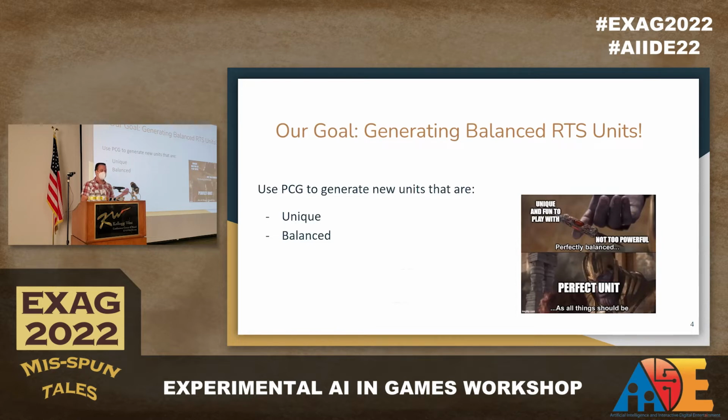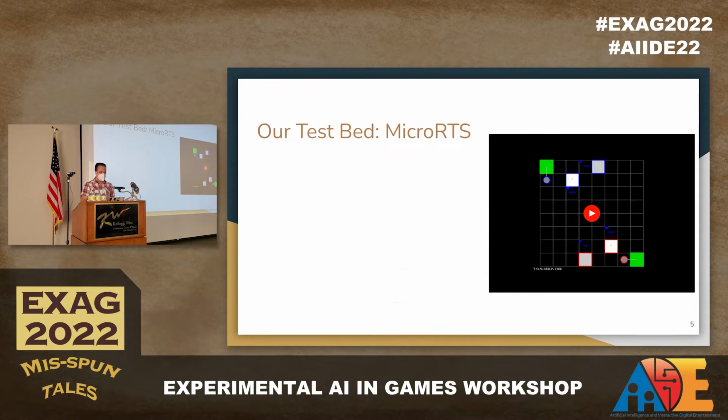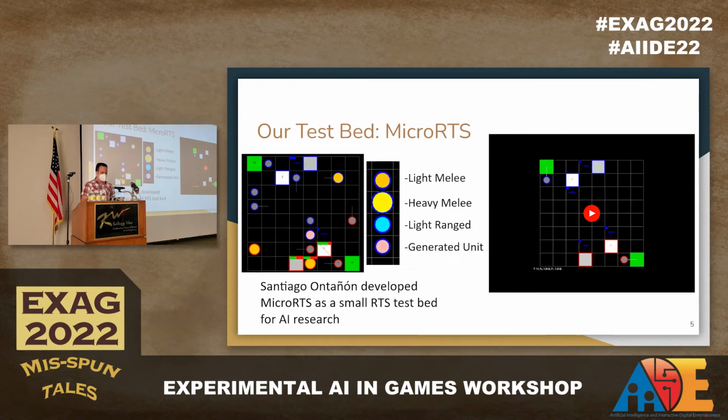So the first thing we had to do was come up with a game to use it in. And we found one called microRTS. It's a very small game developed by Santiago Antonin that is designed to be a test bed for AI research. And in it, you have an 8x8 grid in which you have workers that go and mine resources in the corners. And then you have the ability to build 3 different units: the light melee unit, heavy melee, and light ranged. And we added a 4th, our generated unit. And I have a short little demo of how the game is played.